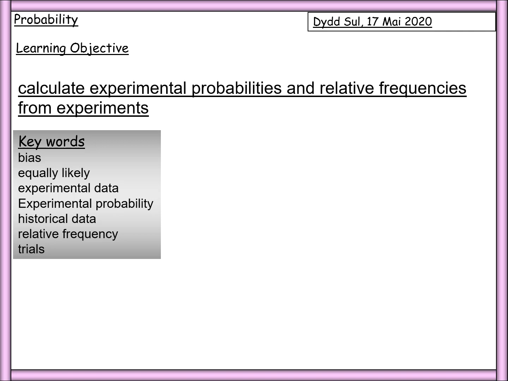Looking at probability, we're carrying on with probability, experimental probability and relative frequencies. So I want you to make some notes as normal. Then hit pause and then write down your heading, lesson objectives and the keywords. Bias, equally likely, experimental data, probability, historical data and trials.